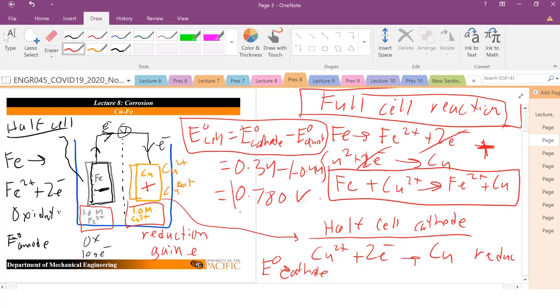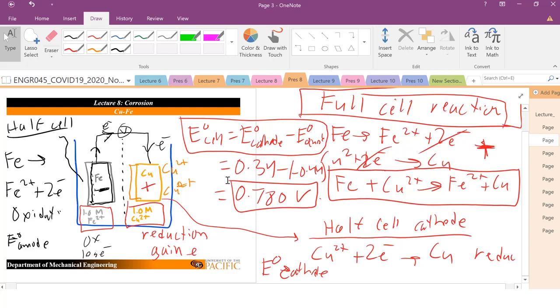0.780 volts. That's it. That's the E naught of this cell. So again, it's positive. We've set up our cell in the correct order. If we would have flipped this, you would see the value be negative, and the electrons would actually be flowing in the opposite direction. So that is how you solve your first electrochemical cell.